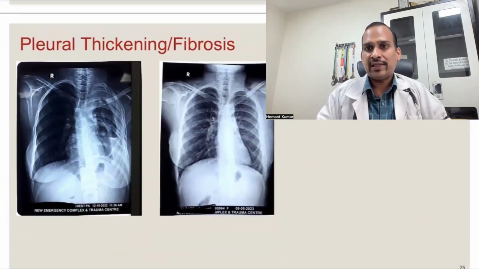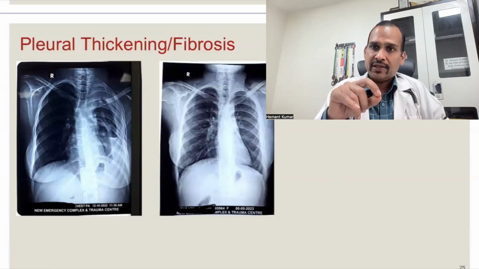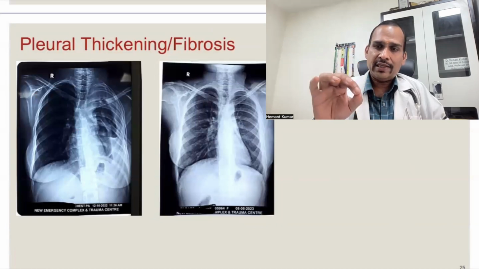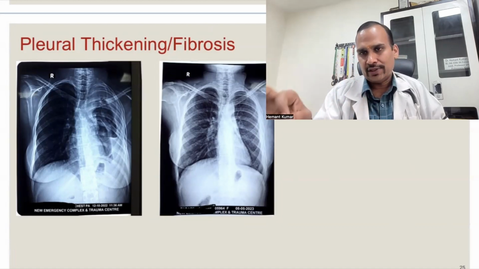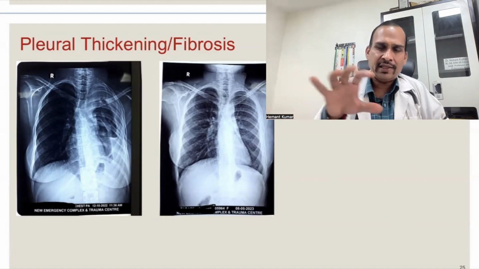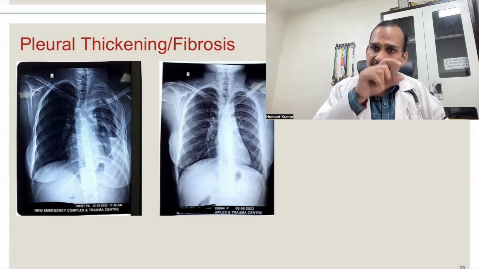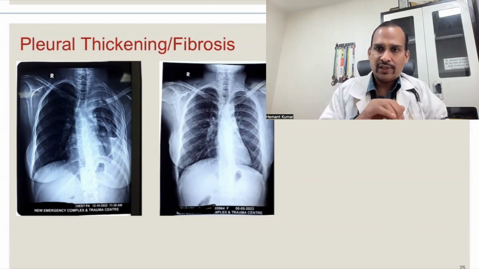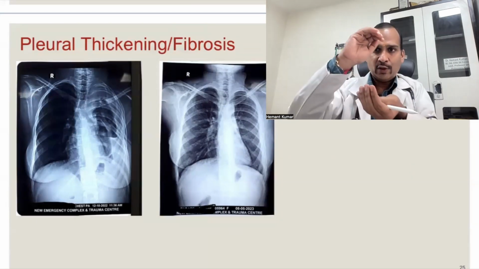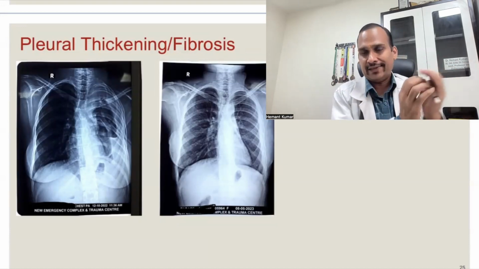Now coming to pleural thickening or pleural fibrosis. Whenever there is pleural effusion, the nature is such that it will heal automatically. So when pleural effusion heals, it heals by fibrosis and it will thicken the pleura. Whenever there is healing, it will be filled by fibrosis. And if there is fibrosis, it will contract the normal pleura also, or the underlying lungs.